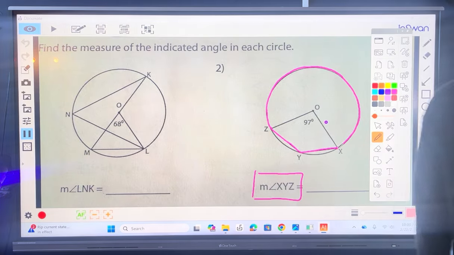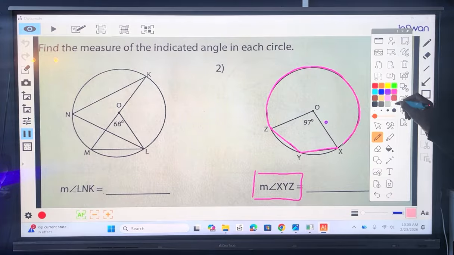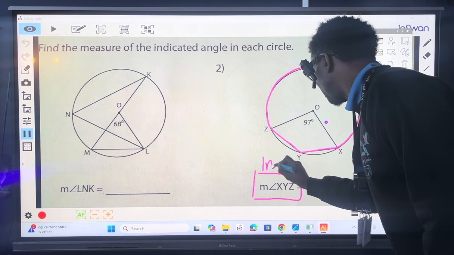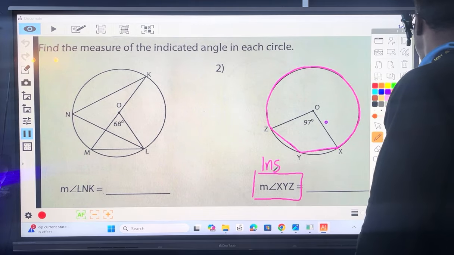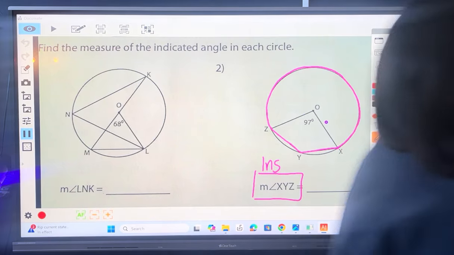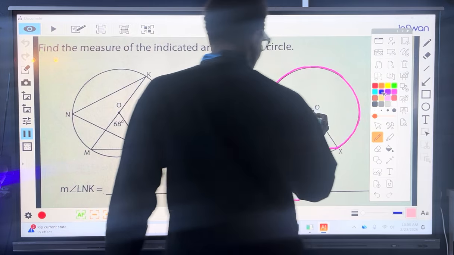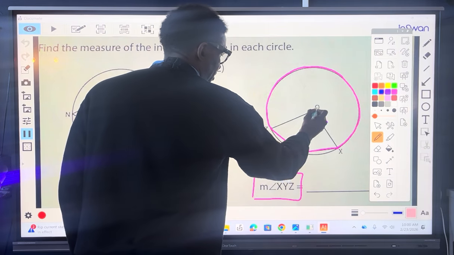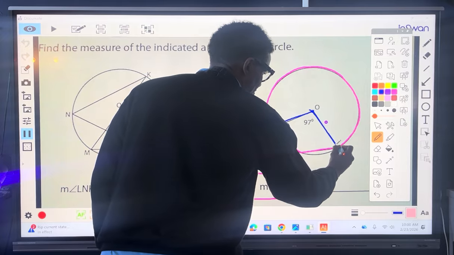What did they give us? Is pink inscribed or central? Inscribed. All right, so watch, that's inscribed. What else did they give us? Central, 97 degrees. The central being 97 degrees. So hold on, time out. Watch this.